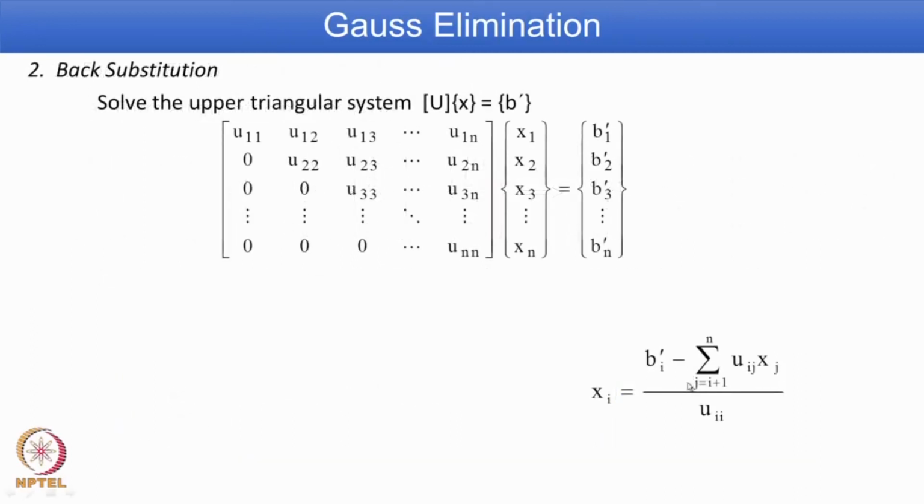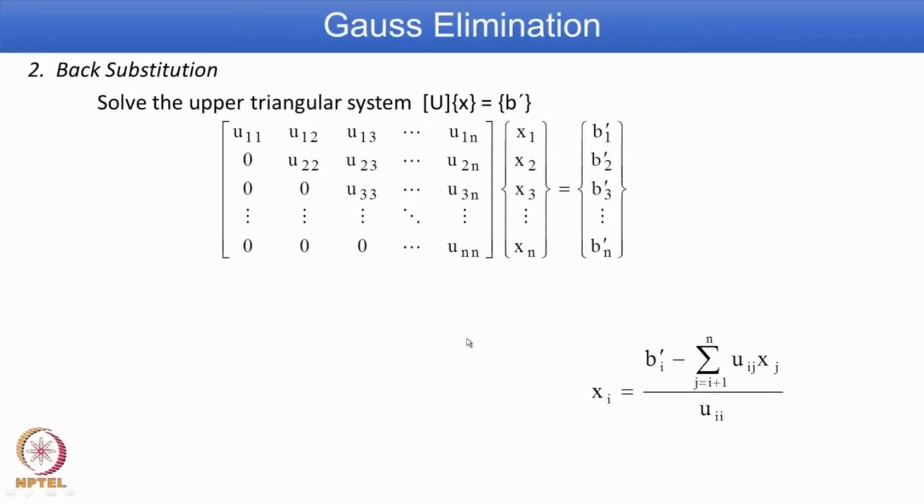Now we do the backward substitution because the matrix has become upper triangular, and you can immediately recognize that in the last row of that matrix, u nn is the only element and all other elements are 0. So, the corresponding equation becomes u nn xn equal to bn prime. So we directly get xn, then we use that to obtain the other unknowns in reverse order, from xn minus 1 to x1.